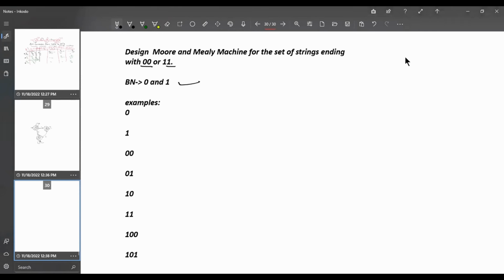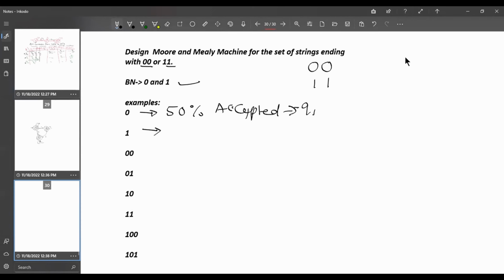So we'll take the first number, that is 0. Now we will compare with the targeted string. Your string should either end with 00 or should end with 11. Here, ending with 00 means it should have two 0s, but here we are having only one 0, that is a 50% accepted string. So we can say that is indicated by Q1.